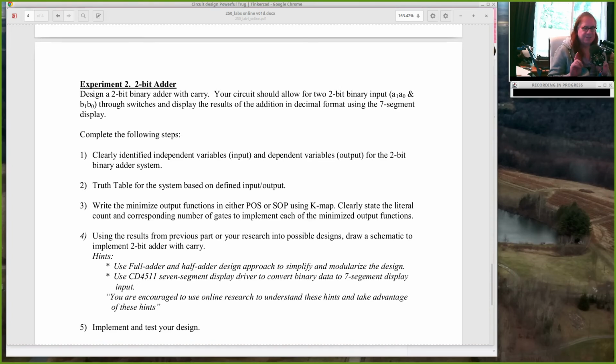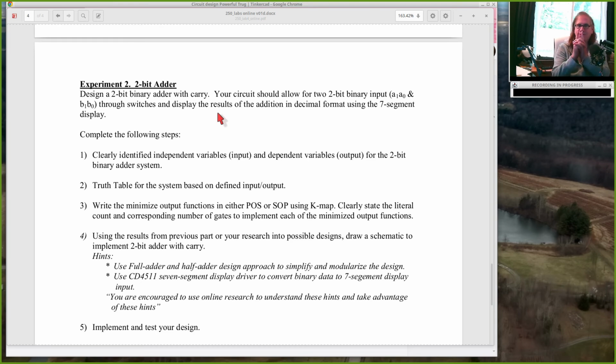Alright, so let's look at the details of Lab 4 Experiment 2. Design a 2-bit adder with a carry. Your circuit should allow for two 2-bit binary inputs, A1, A0 and B1, B0, which you're going to feed in through switches, and you're going to add them up, and since the answer is going to be something between 0 and 6, you're going to send that to the 7-segment display and display the answer numerically.